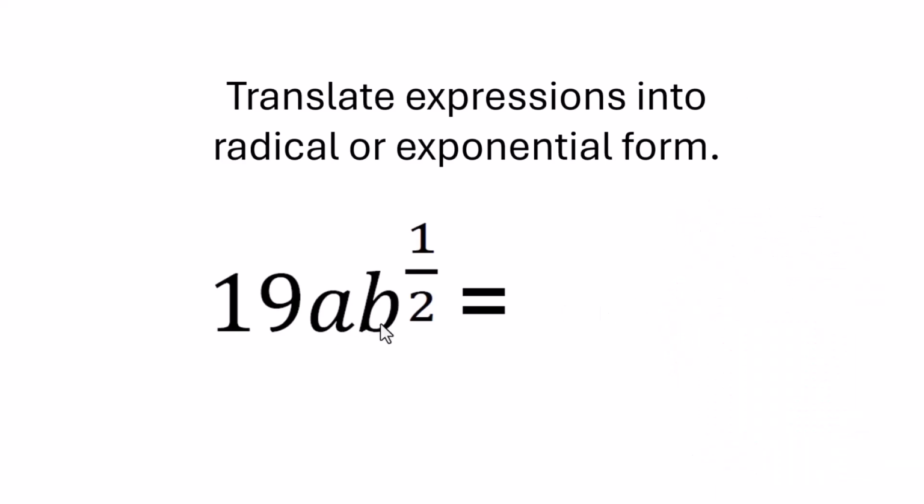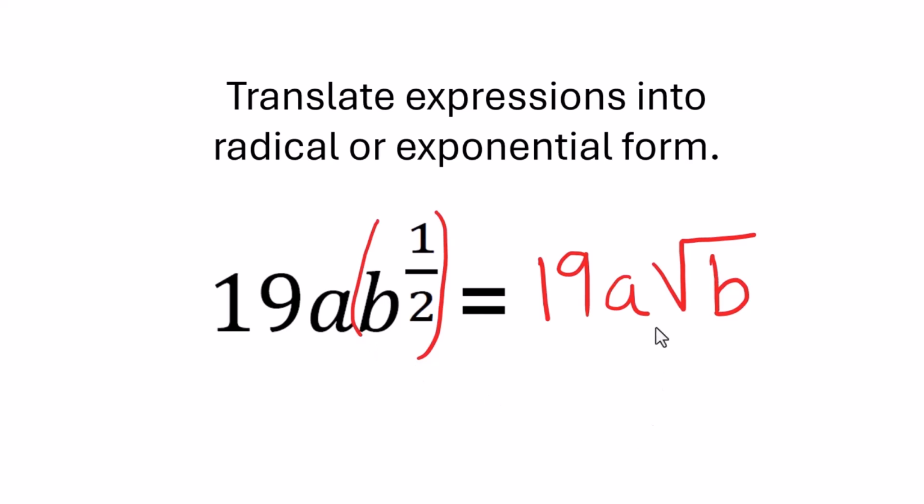Another one of these where the exponent is only on the thing next to it. You see no parentheses to group these up. So this is 19a times the square root of b.